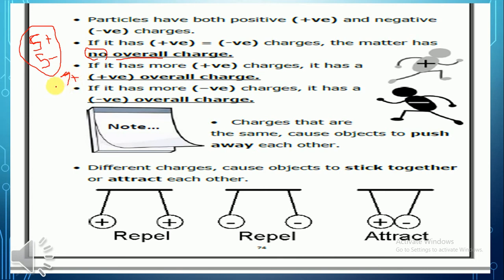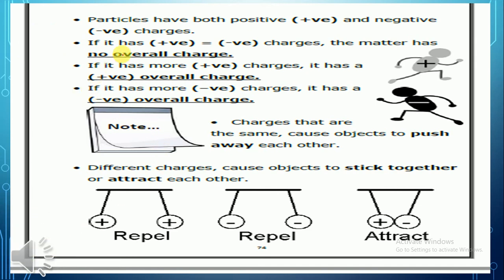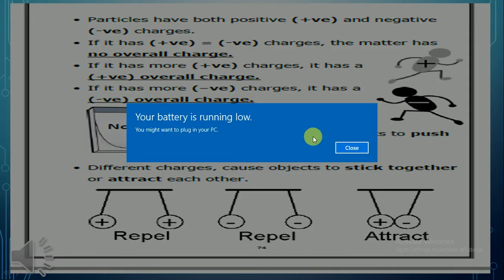If we have more positive charge than negative, like 7 positive charges and just 2 negative charges, this means it has a positive overall charge. But if we have 7 negative charges and just 2 positive charges, it has a negative overall charge. I hope you got it, guys. So we look at the number of the charges. If positive equals negative, it's no overall charge, no one is bigger than the other.